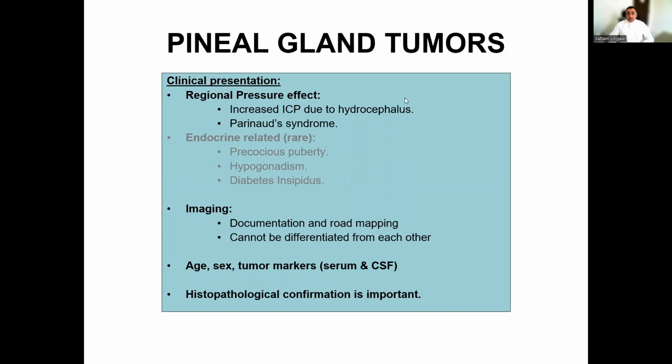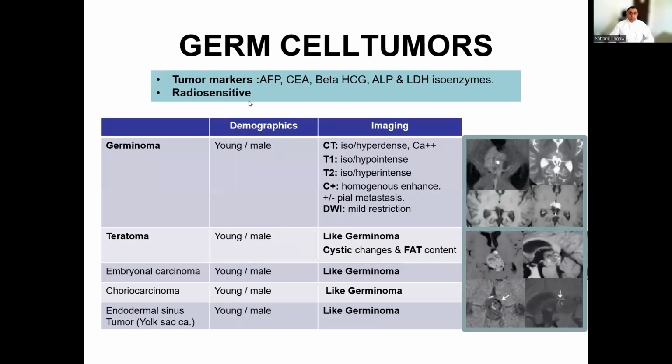Symptom-wise, as I said, according to the mass effect on the adjacent structure, they may result in hydrocephalus, Parinaud's phenomenon, bilateral thalamic infarctions, hydrocephalus because of obstruction of the aqueduct of Sylvius, etc. Endocrinological disturbance is rather uncommon. So the imaging part is primarily for documentation and road mapping rather than actually giving you the histopathological type of the lesion.